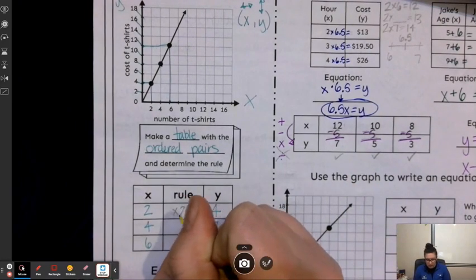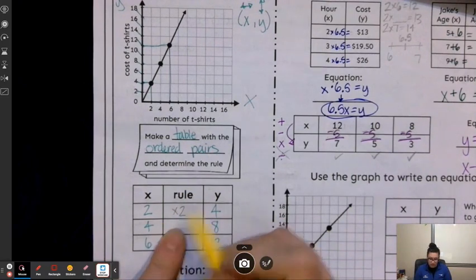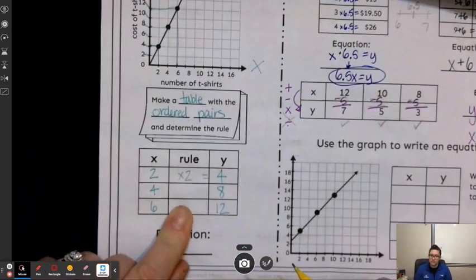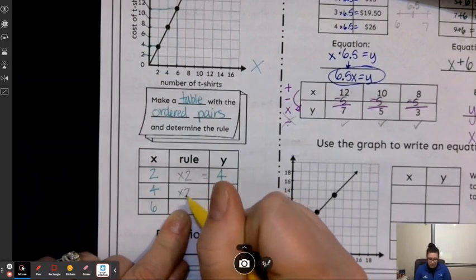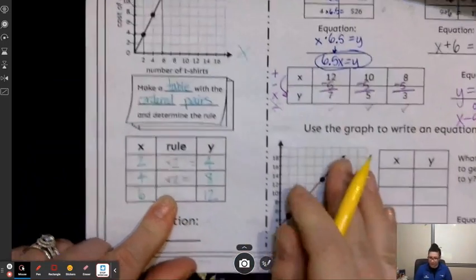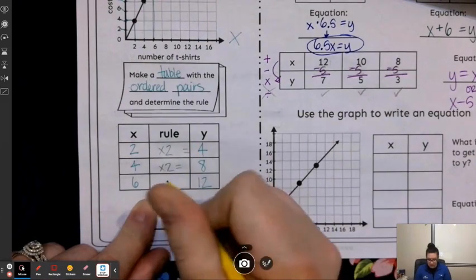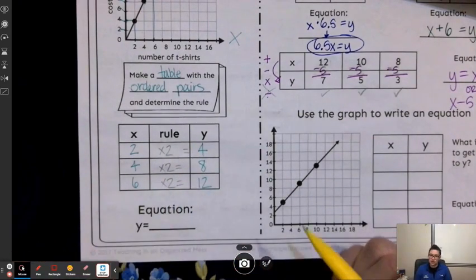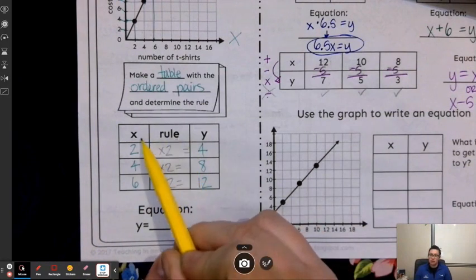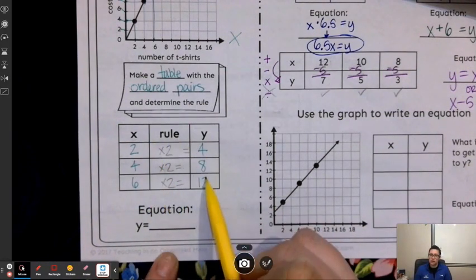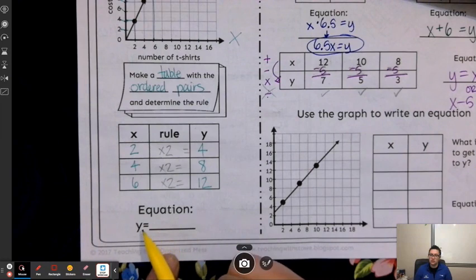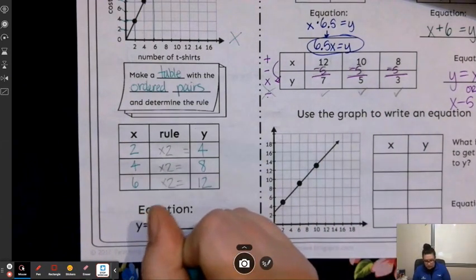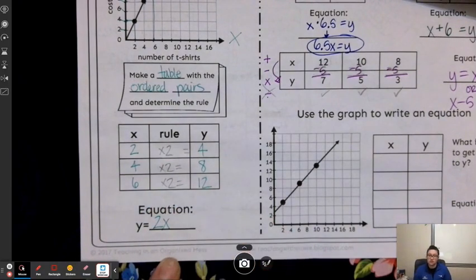Times 2, you say? Is 2 times 2 equal to 4? Mm-hmm. Is 4 times 2 equal to 8? It sure is. Is 6 times 2 equal to 12? It is. So what math did we do to all of our x's to equal our y? We did 2 times x.